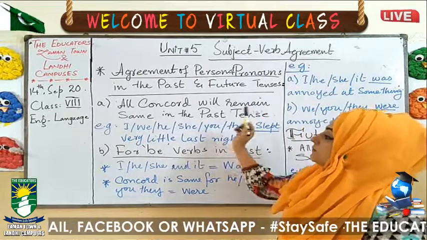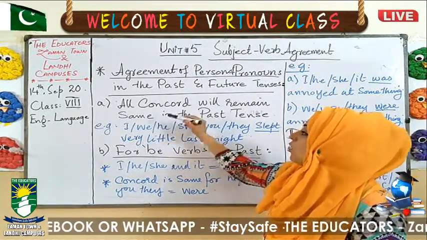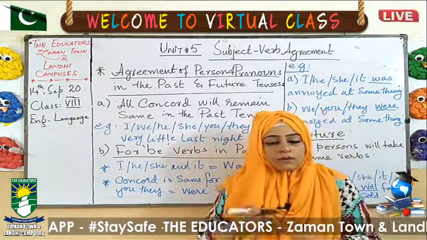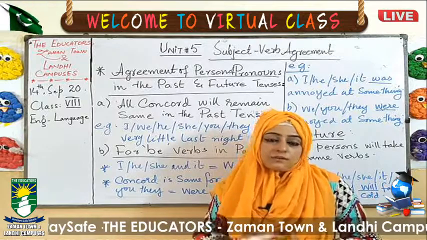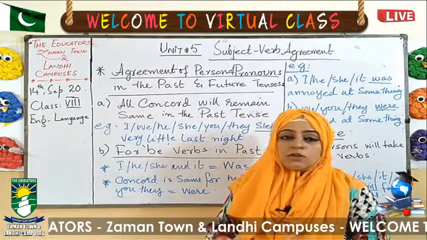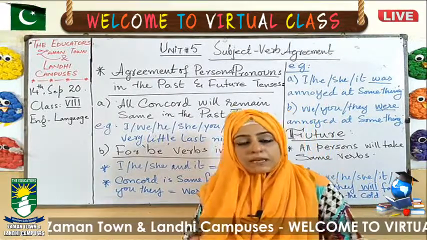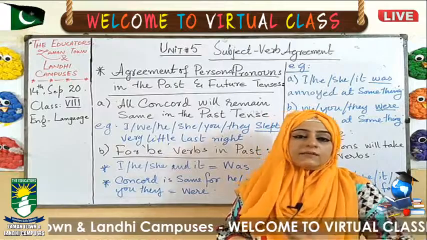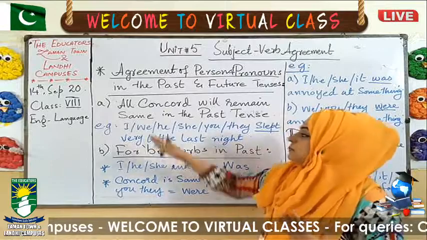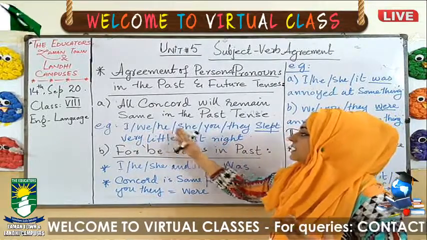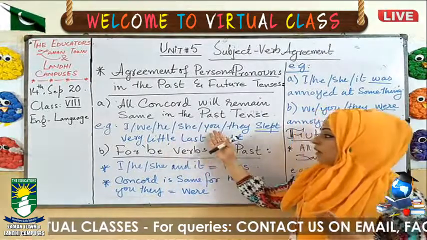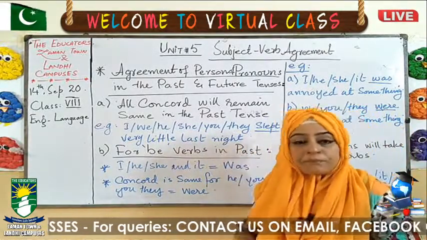Okay, for past tense, first of all the concord will remain the same. If we are just talking about the past indefinite tense, the formula is subject plus verb second form plus object. So there isn't any existence of the be verb. Simply, if the be verb is not present, the concord will remain the same for all the persons. I have written here the pronouns: I, we, he, she, you, they. These all are the subjects which are present in the sentences.